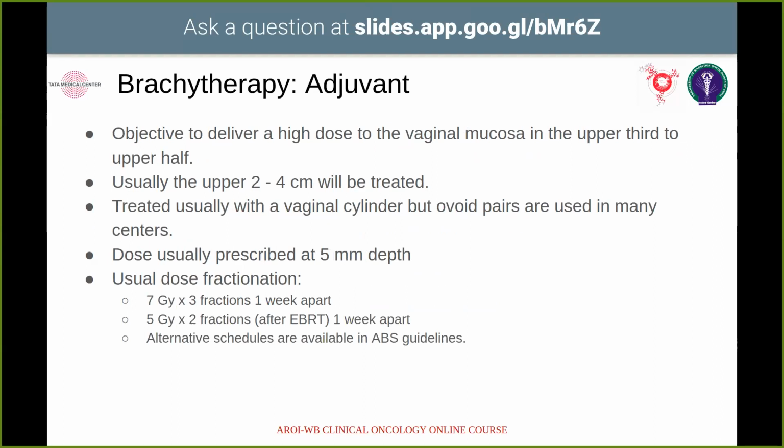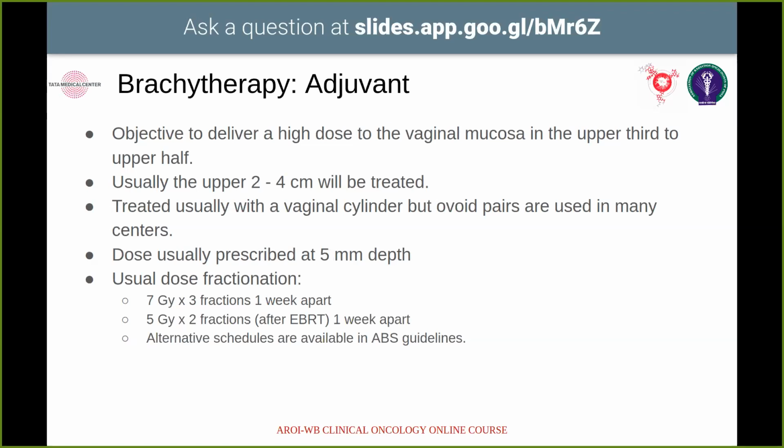Brachytherapy is an important part of management in the adjuvant setting. And you should remember that it's an important part in the definitive setting for the few cases that you may see where surgery is not possible. The objective of brachytherapy is to deliver high dose to the vaginal mucosa in the upper third to the upper half. And the upper 2 to 4 centimeters is usually treated.